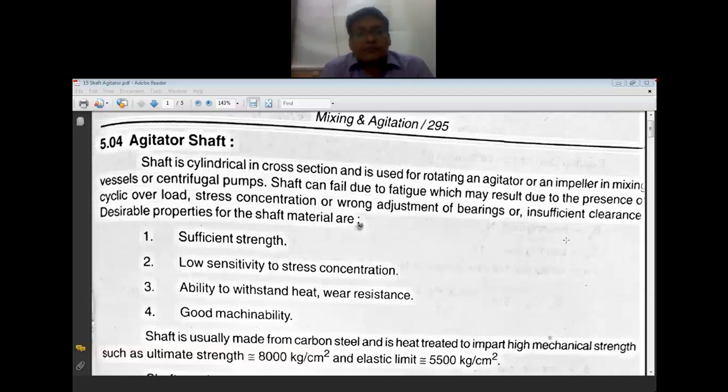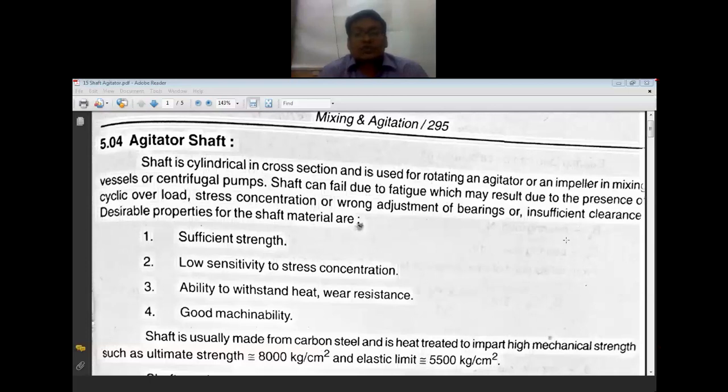So the shaft can fail due to different reasons. The first is fatigue, which may result from the presence of cyclic overload. That means a continuous cyclic overload is there. As the shaft is continuously rotating, it carries a continuous cyclic load associated with it. That is one of the reasons for failure.